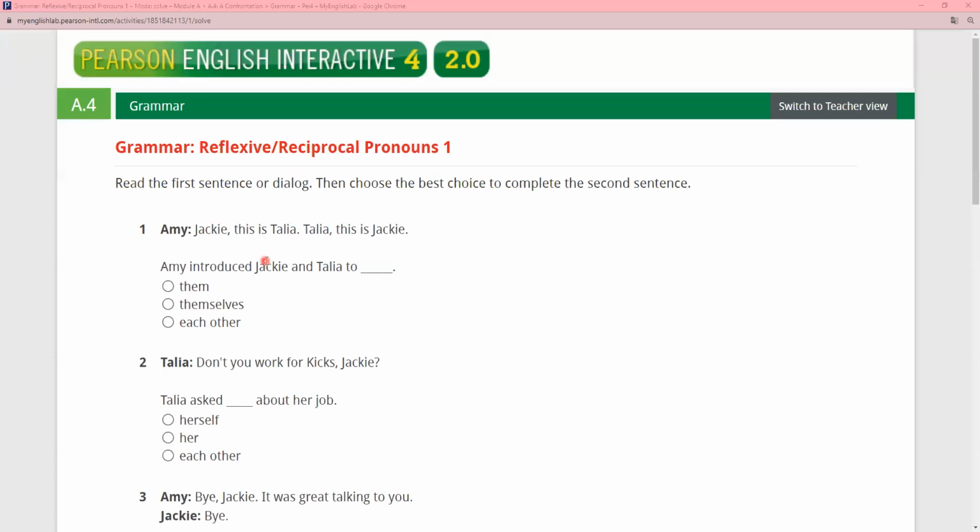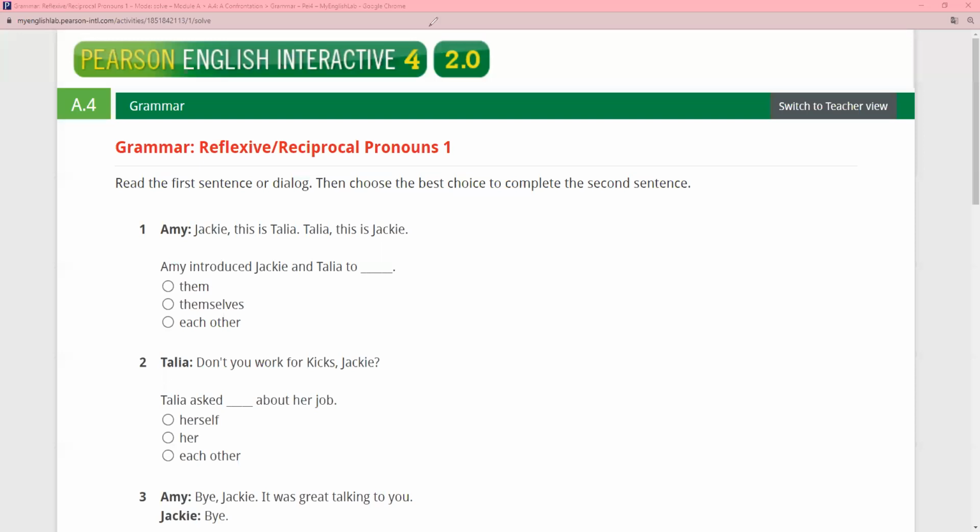Okay, Jackie, this is Talia. Talia, this is Jackie. Amy introduced Talia and Jackie to each other. So in this case, we have each other.